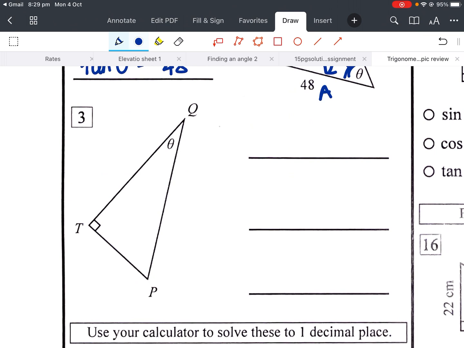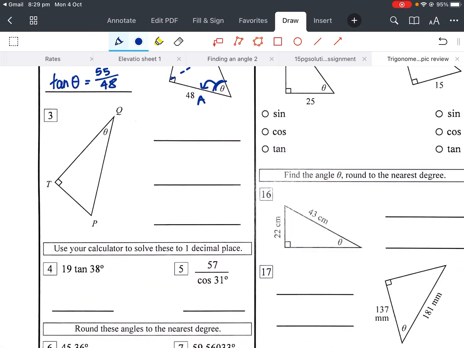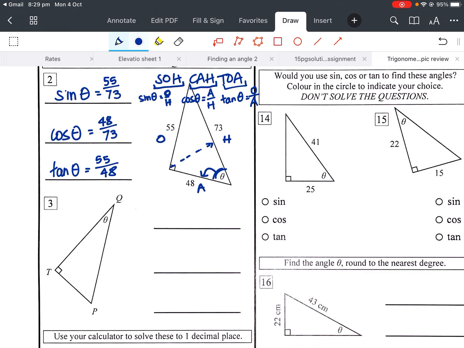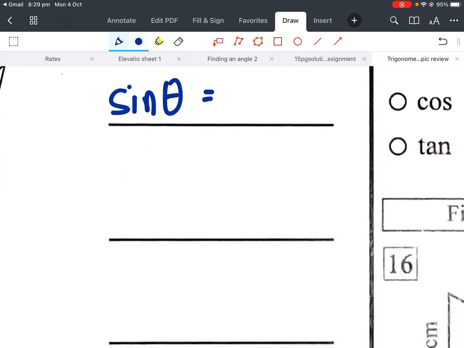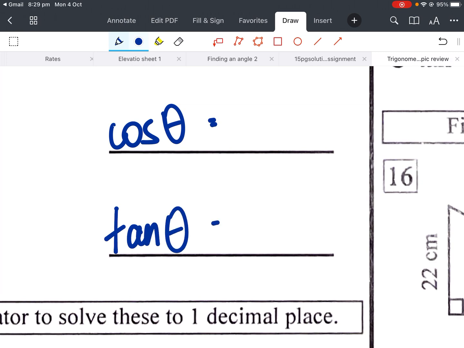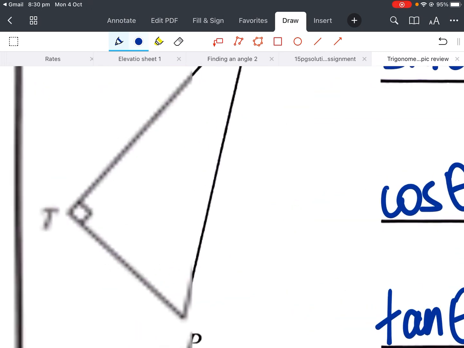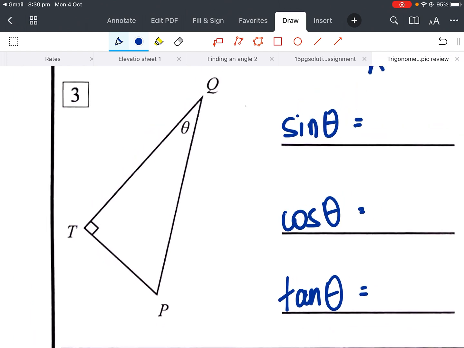Number 3. Use your calculator to solve these to one decimal place. Oh, looking at the wrong thing. So number 3, we've got to do the same thing, my bad, as we just did in number 2. So I'm going to write sine theta equals, cos theta equals, and tan theta equals. All right, let's look at our triangle. Let's name the sides. So opposite the right angle is the hypotenuse. Next to the theta is the adjacent, and then opposite the theta is the opposite.